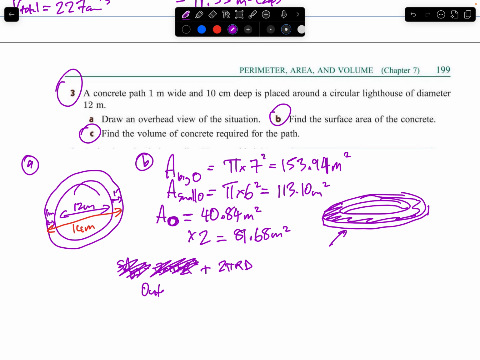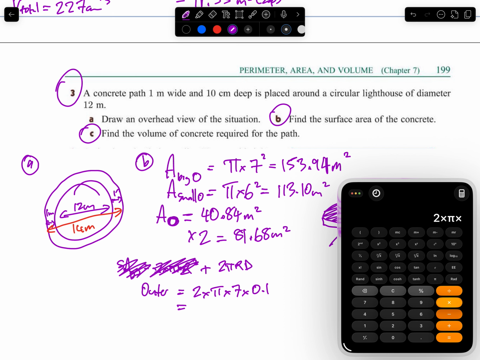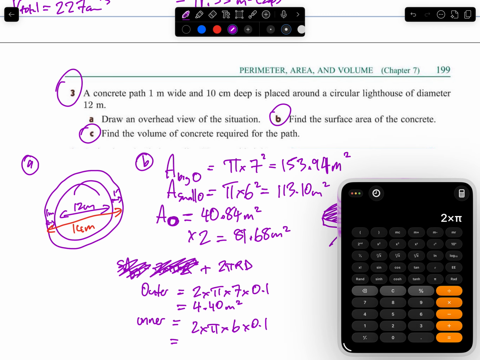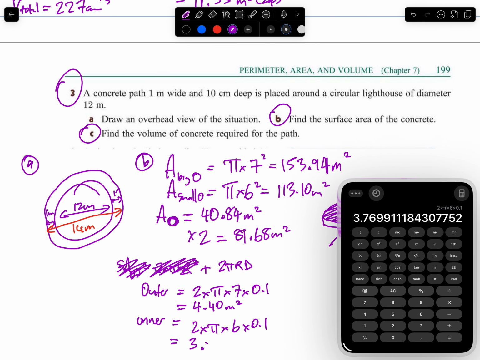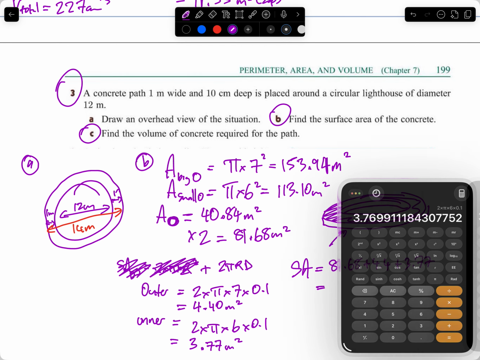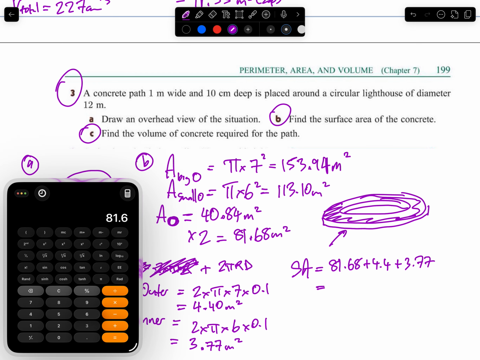So the outer tube is going to be 2 times pi times by the radius, which was 7, times by the depth. 10 centimeters is 0.1 meters. 2 times pi times 7 times 0.1, 4.40 square meters. Inner, 2 times pi times the radius of the inner one, which is 6, times 0.1, 3.77 square meters. So surface area of everything is going to be 81.68 plus 4.4 plus 3.77.